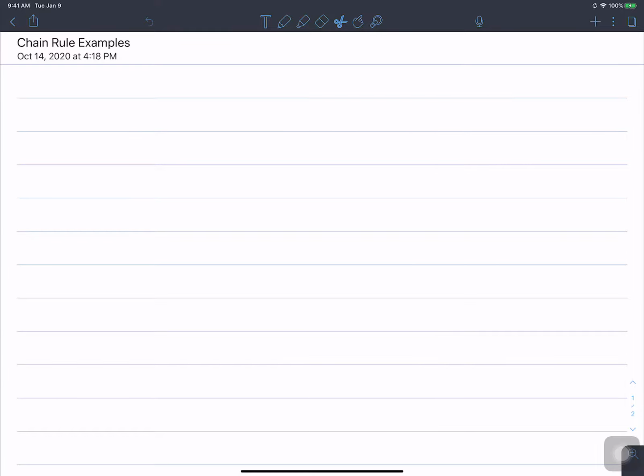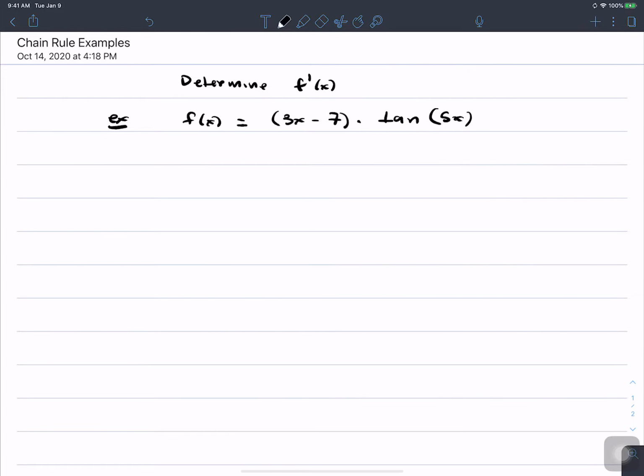Okay, let's see what we can get here. They're going to give you a function, maybe 3x minus 7 times tangent of 5x. So we're going to have to find f prime. So we're going to differentiate 3x minus 7 times tangent 5x. So we're going to look at this here. This is going to be product rule.